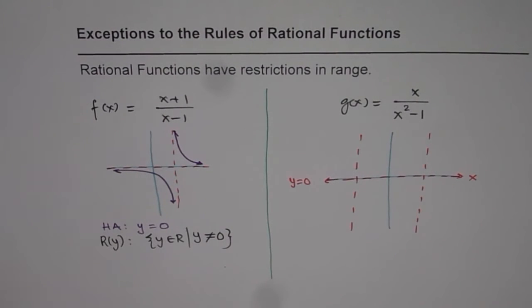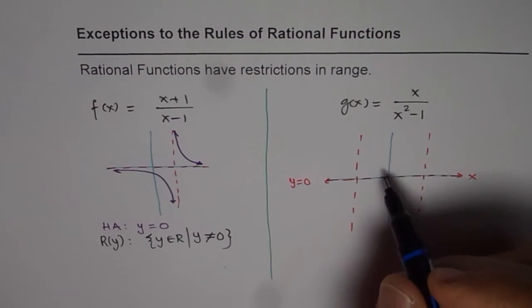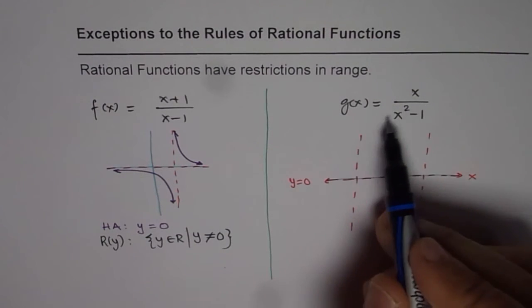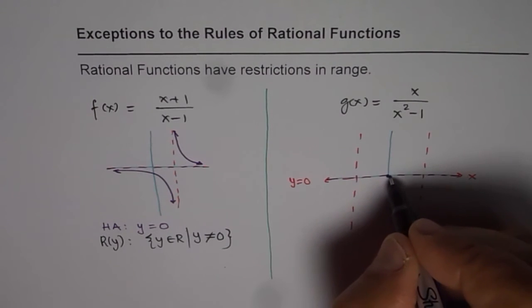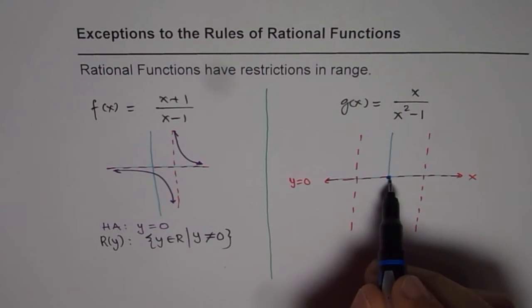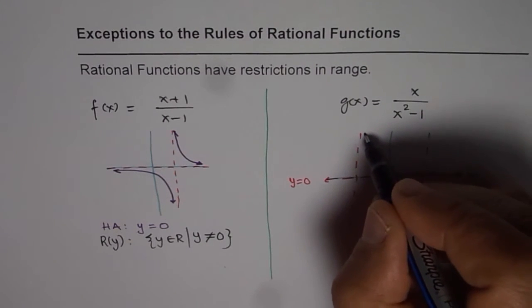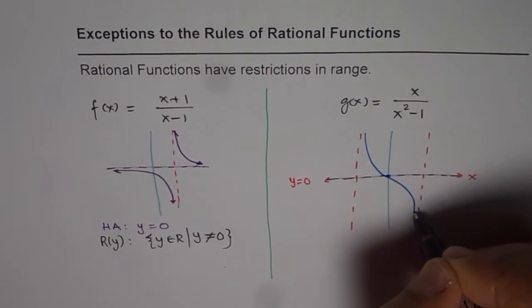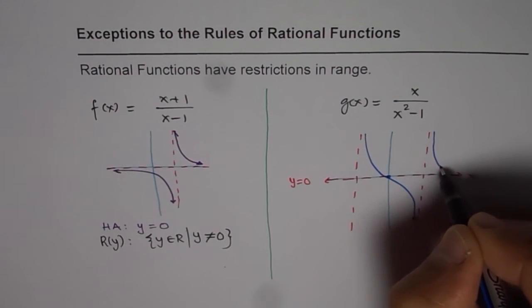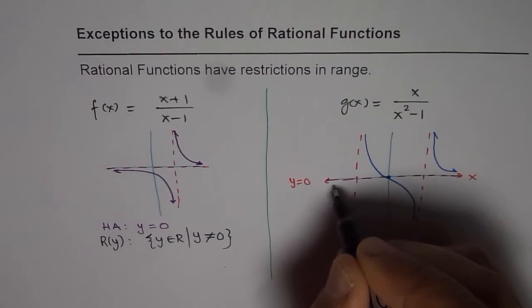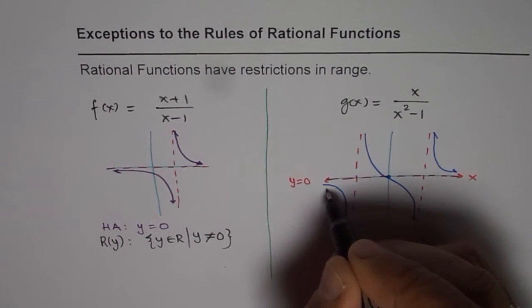Now if you sketch this graph, what will you find? If x is 0, what is g of 0? It will be 0, right? So actually you have a point on the horizontal asymptote itself. Do you see that? Because of that, there is no restriction as we had in the previous case. So if you graph it, it will be kind of like this. I'll leave this exercise for you to figure out how to graph this kind of function.